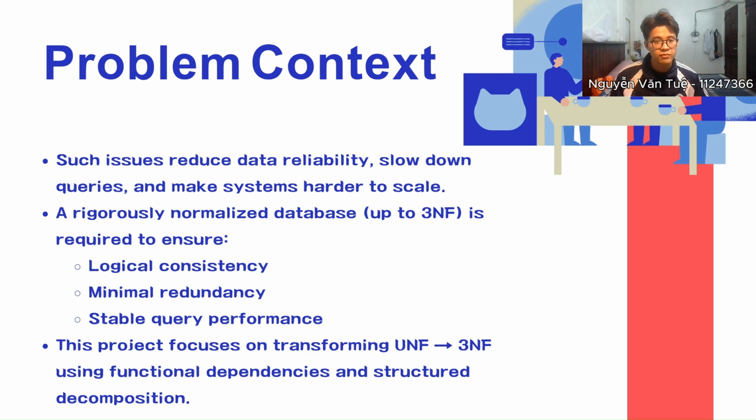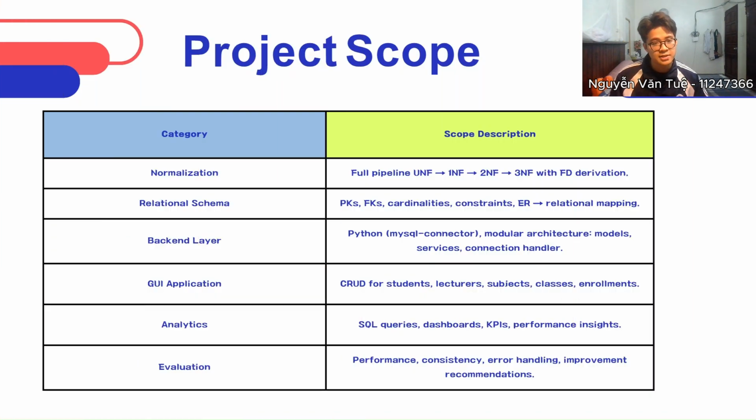Next, let me briefly summarize the scope of our project. First, we performed a full normalization workflow from UNF to 3NF, guided by formally derived functional dependencies. Second, we designed the complete relational schema, including primary keys, foreign keys, constraints, and cardinality rules, and mapped it from the ERD into the final database structure.